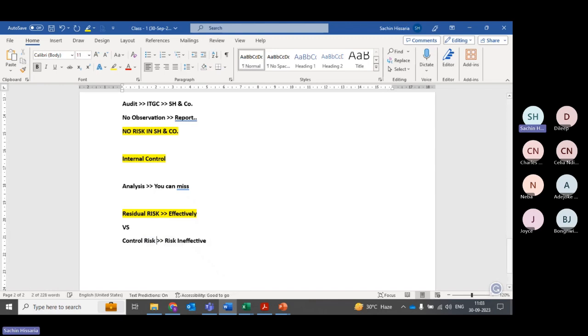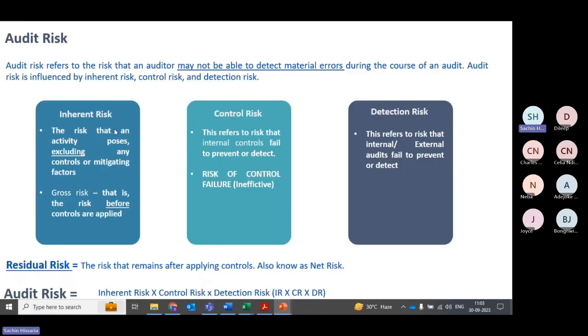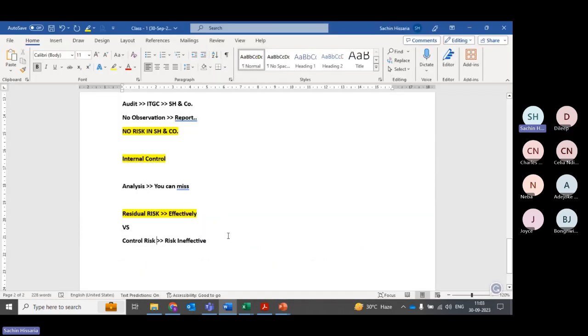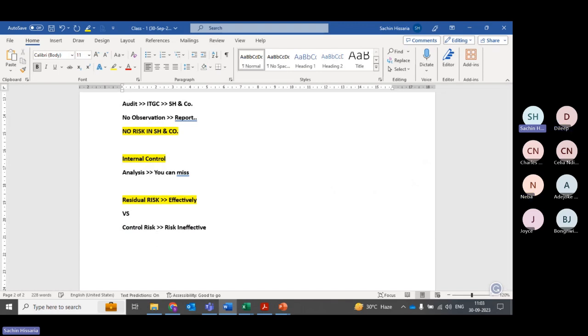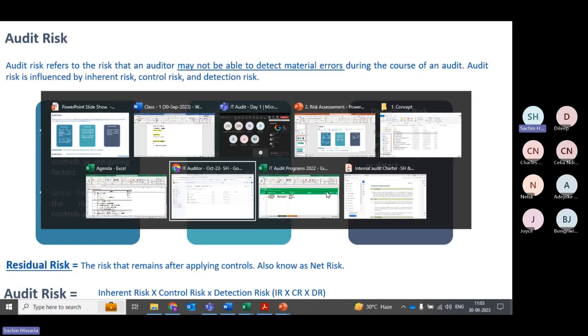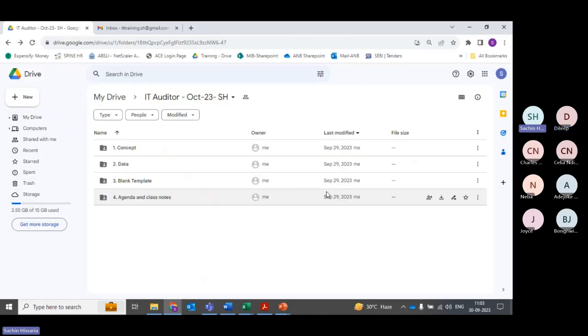Okay, so that risk is known as control risk. Now, since we have discussed the theory, you might be interested to know how this works in practical life as well. On paper, you have discussed that this is IR, this is CR, this is DR. But how do we implement IR, CR, and DR in real life, correct?